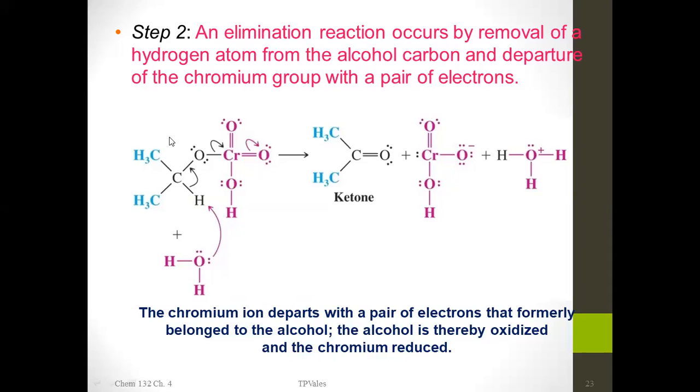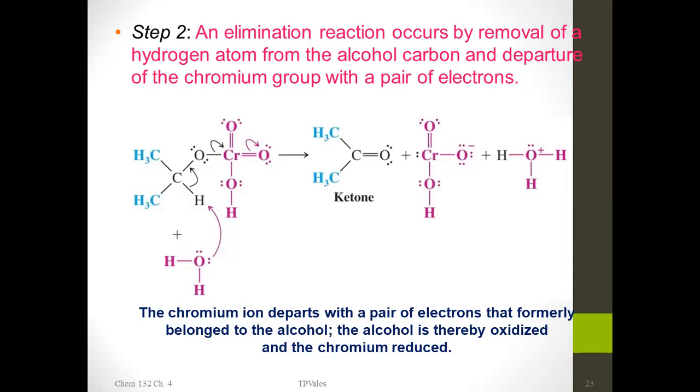So for this substrate there is a loss of electrons from oxygen, and chromium accepts the electron pair. Therefore this one is reduced and this one is being oxidized to give the ketone. From alcohol to a ketone, this is the more oxidized form. From chromic acid, HCrO4, it becomes HCrO3, the reduced form.